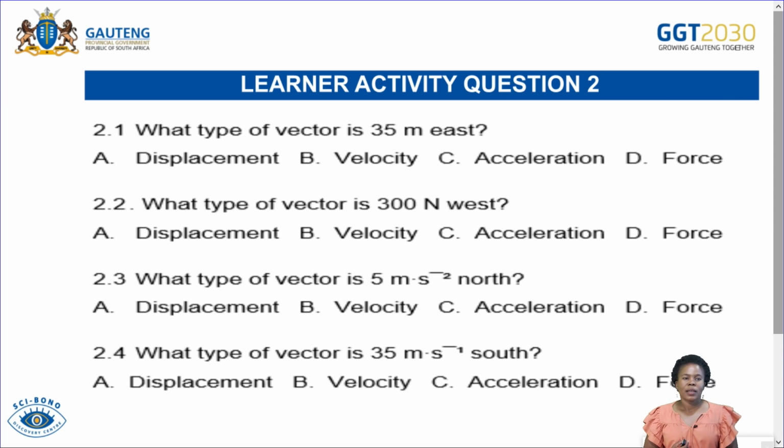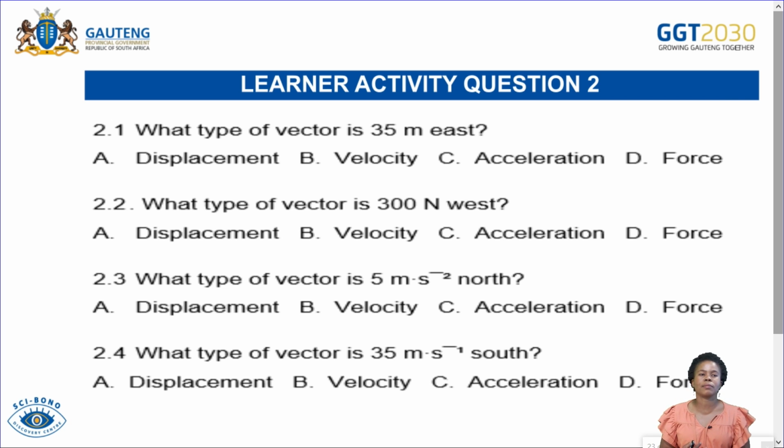Question 2. 2.1 is saying, what type of a vector is 35 meter east? Is it a displacement? Is it a velocity? Is it acceleration, or is it a force? One key hint there is that you take a look at the units that are provided to you. So you give it in meters, okay? So is it possible that it could be acceleration, knowing the SI unit for acceleration? Is it possible for it to be a force, a velocity, a displacement?